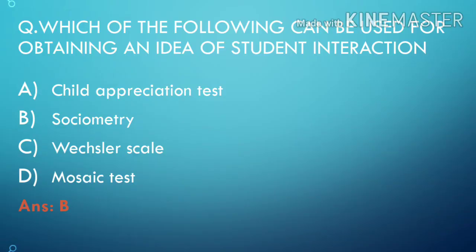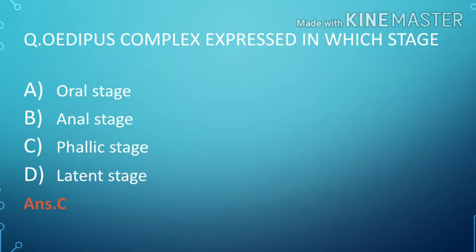In this question, the answer is option B, sociometry. That is, socially a student can interact with each other. That is the main point asked in this question, and the correct option for this question is sociometry. Moving to the next question.